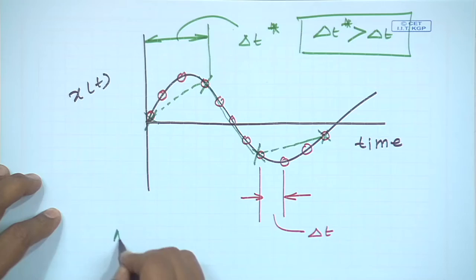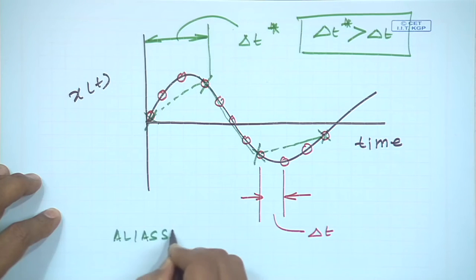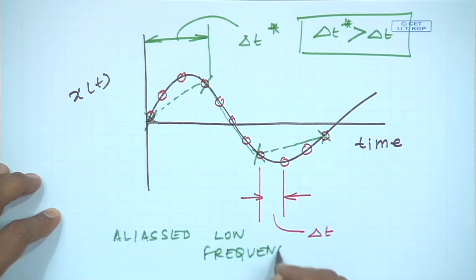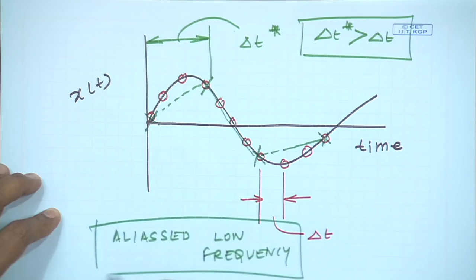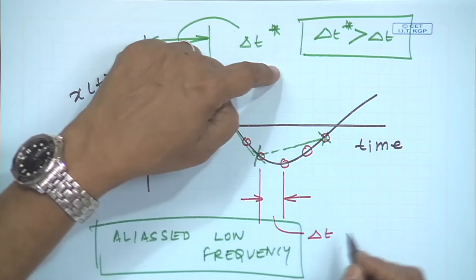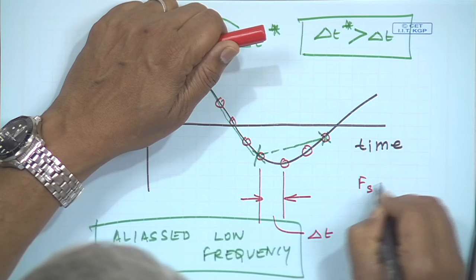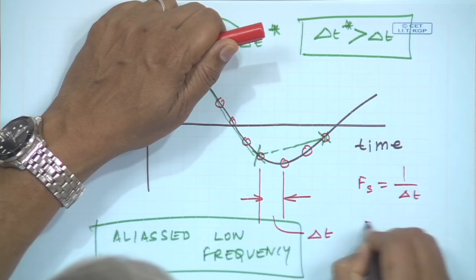So the signal looks like a low frequency signal. Something to do with frequency: if your time period is more, frequencies are less. So this signal is said to have aliased into a low frequency signal. One has to be careful. There's another name for this delta t: the inverse of that, fs, is 1 by delta t, which is known as the sampling frequency.